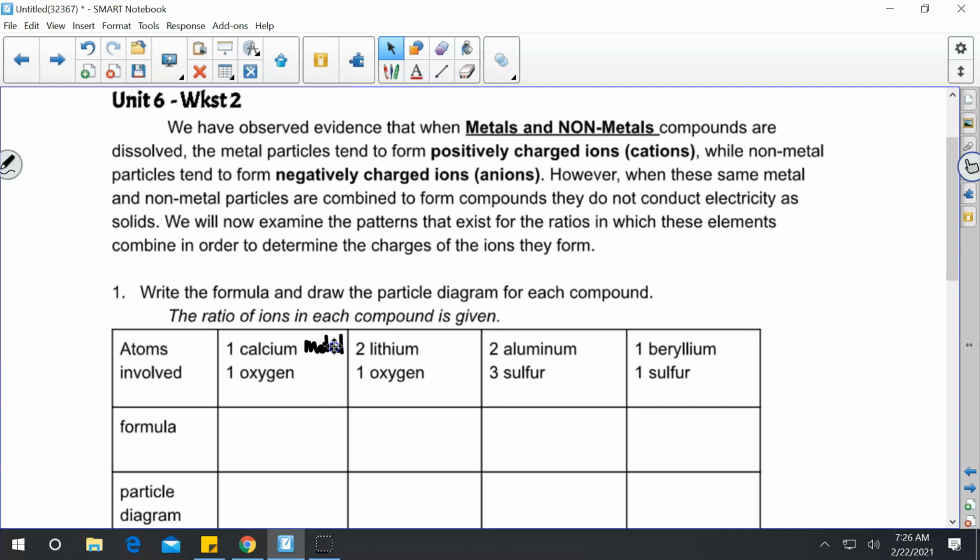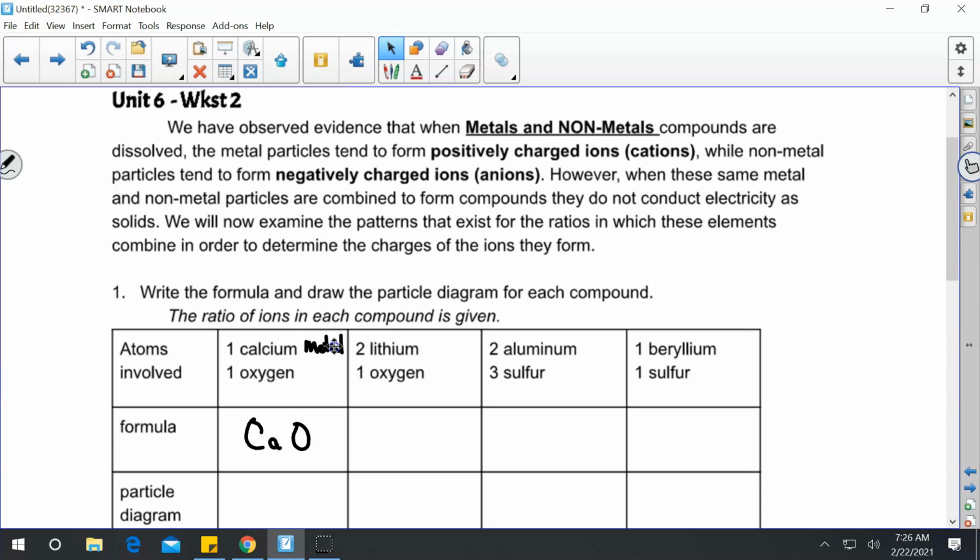So they're saying you have 1 calcium, and so I'm going to put the calcium, the metal, first, and 1 oxygen. Make sure when you're writing these formulas that the first letter is always capitalized and the second letter is lowercase, because if it isn't, it will be incorrect. Okay, so that's part 1.